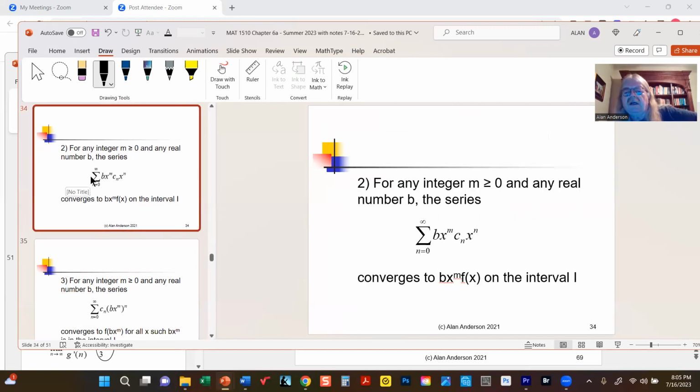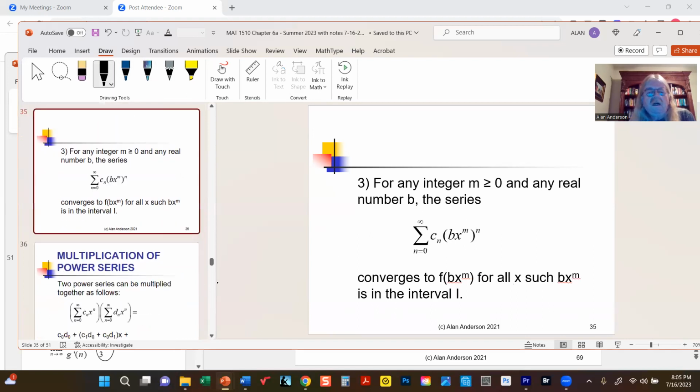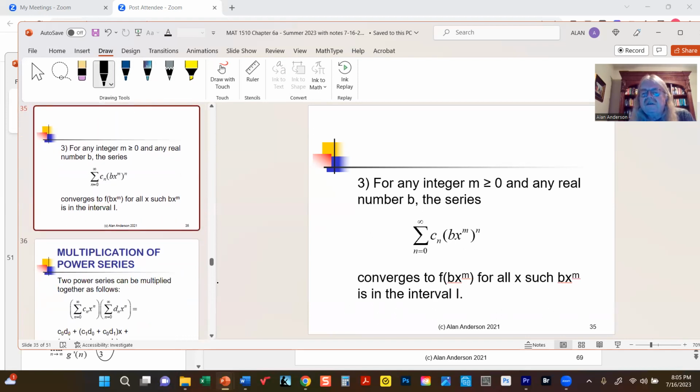Now, what else do we need to know? If we have bx to the m power multiplied by the sum of cn x to the n, then this converges to bx to the m times f of x, because we're assuming that this piece by itself converges to f of x. So it stands to reason that you would simply multiply by this term.